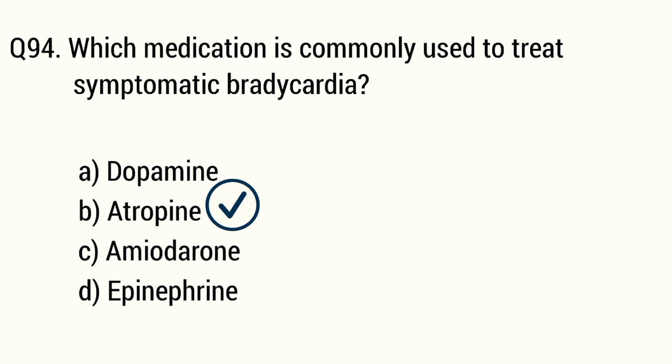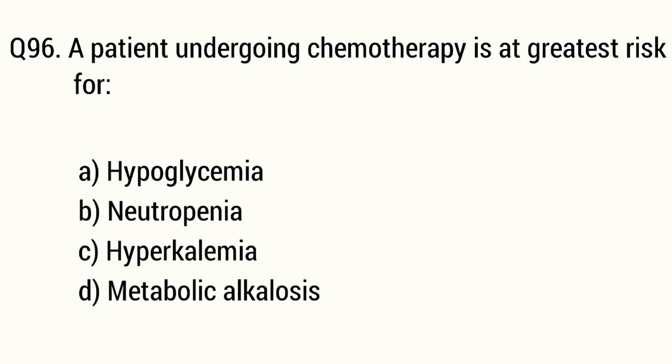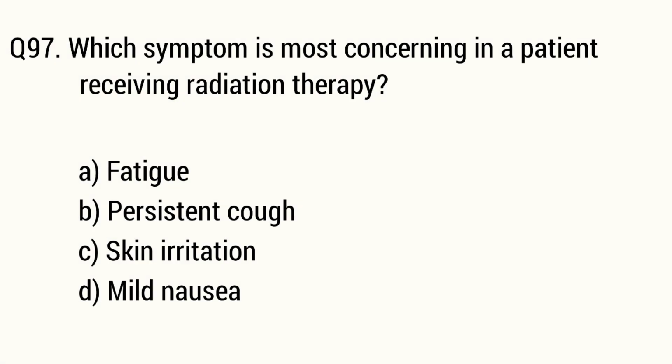Question number 95. What is the primary purpose of a pacemaker? The right answer is option A, regulate heart rate. Question number 96. A patient undergoing chemotherapy is at greatest risk for. The right answer is option B, neutropenia. Question number 97. Which symptom is most concerning in a patient receiving radiation therapy? The right answer is option A, fatigue.